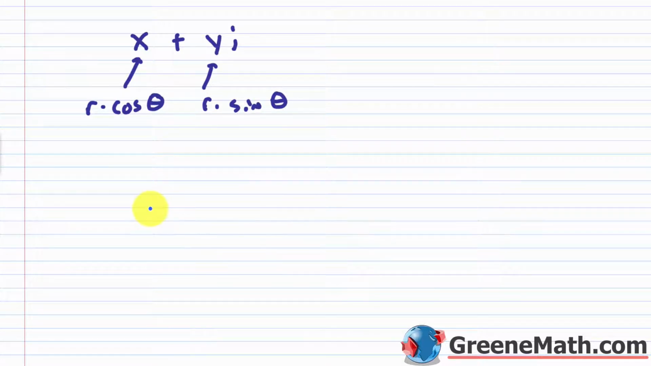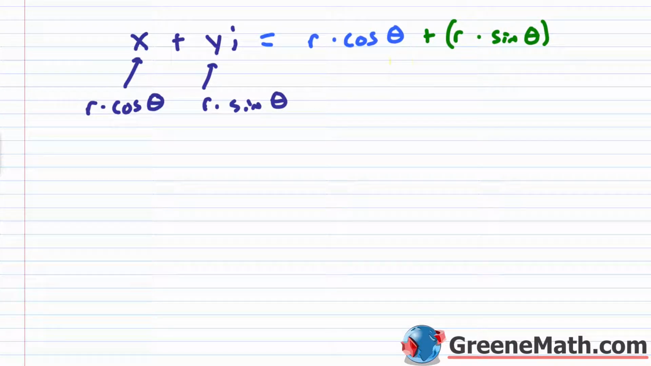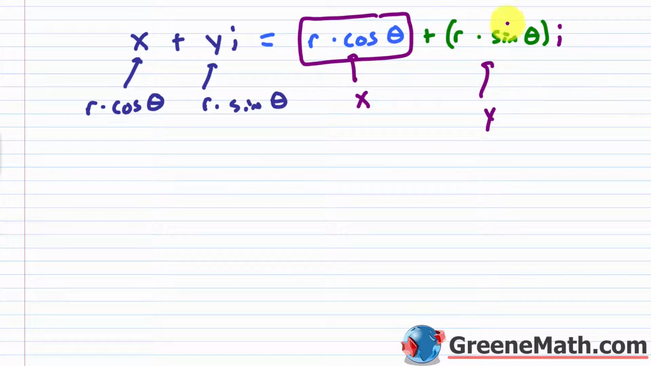So what I'm going to do here is say this is equal to r times the cosine of theta. Then I'm going to put plus r times sine of theta, and I'm going to wrap this in parentheses just for clarity. This is going to be multiplied by the imaginary unit i, okay? So again, this is x, this whole thing right here, and this is y, this guy right here, multiplying the imaginary unit i, okay?